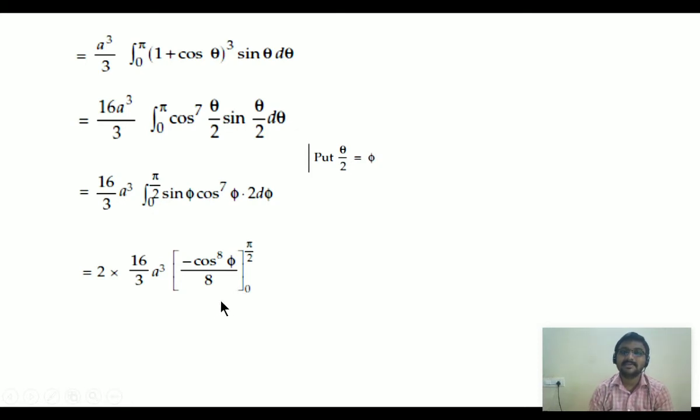Once again we are using the formula here, the integral of f of x whole power n into f dash of x dx is f of x whole power n plus 1 whole by n plus 1. Here f of x is cos phi and f dash of x is negative sin phi. n is 7. So negative cos power 7 plus 1 phi, that is 8 phi, whole by 7 plus 1, that is 8. Now we have to replace the upper limit as pi by 2 and then the lower limit as 0. So substituting the limits and then simplifying, we get the result 4 by 3 a cube. So it is the required result of the double integration.